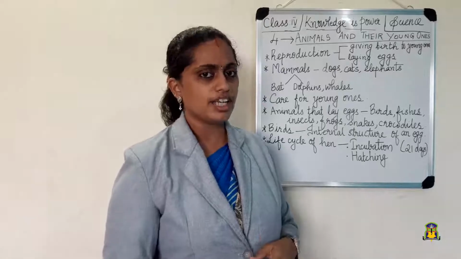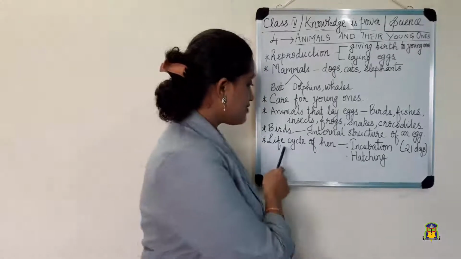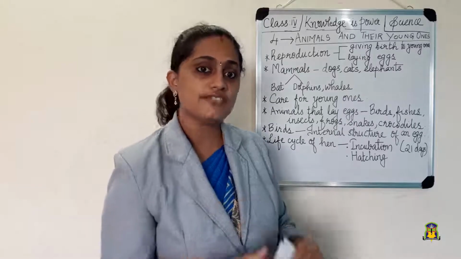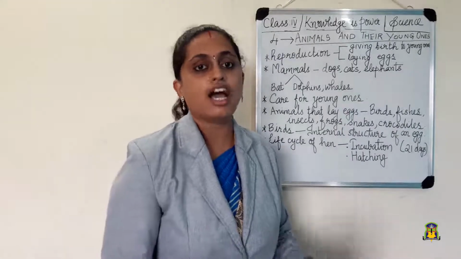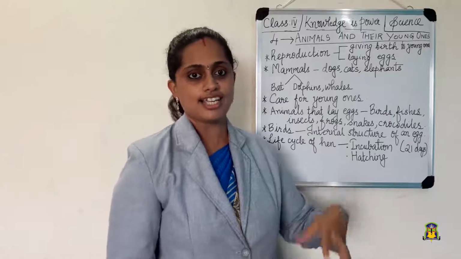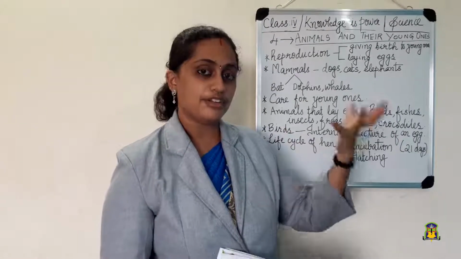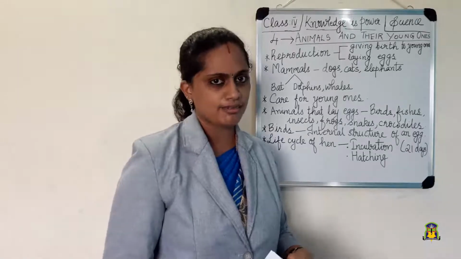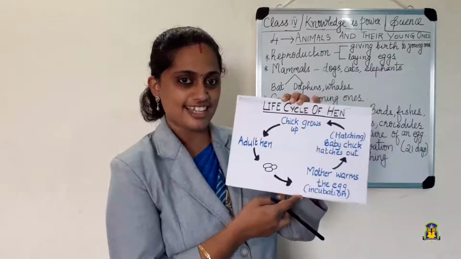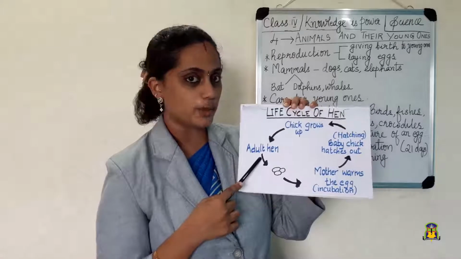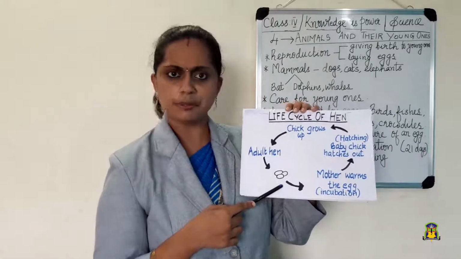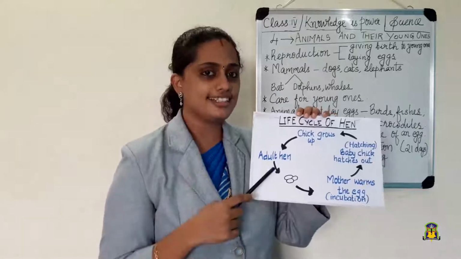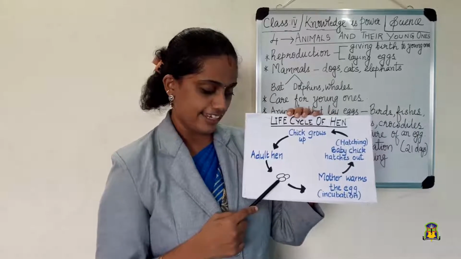Now after that, what did we see? Do you remember? We saw the life cycle of a hen. How a hen is growing. How the reproduction is happening in a hen. Can you tell me? Yes, it is the adult hen who will lay the eggs. What do you mean by adult hen? A grown-up hen, isn't it? The adult hen will lay the eggs.